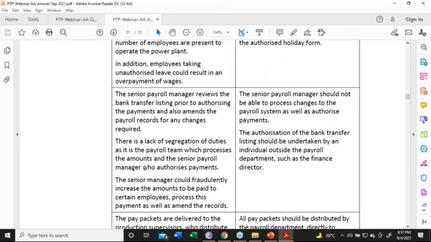What should be the control recommendation? The senior payroll manager should not be able to process changes to the payroll system as well as authorize the payments. If I am going to make the changes, someone more senior should authorize it. The whole activity should be divided among two individuals. A more senior individual should authorize it. Is this clear to everyone?